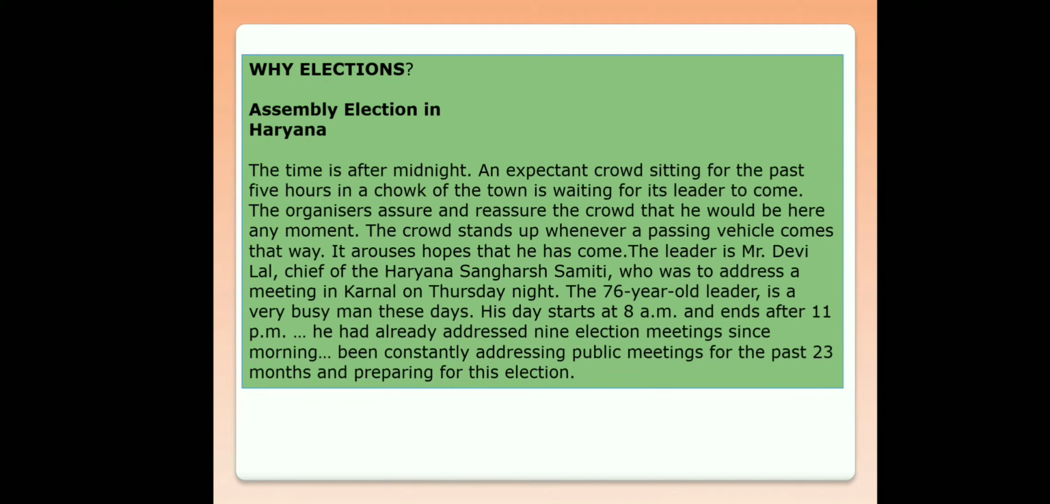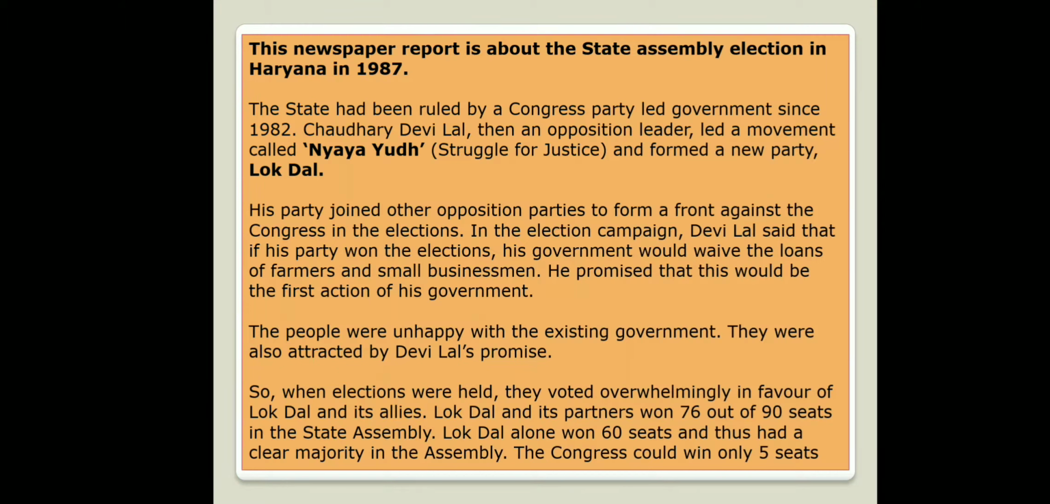He had been constantly addressing public meetings for the past 23 months, preparing for this election. This newspaper report is about the state assembly election in Haryana in 1987. The state had been ruled by a Congress party led government since 1982. Chaudhary Devi Lal, then an opposition leader, led a movement called Nyaya Yudh, meaning struggle for justice, and formed a new party, Lok Dal. His party joined other opposition parties to form a front against the Congress in the elections. In the election campaign, Devi Lal said that if his party won the elections, his government would waive the loans of farmers and small businessmen. He promised that this would be the first action of his government.